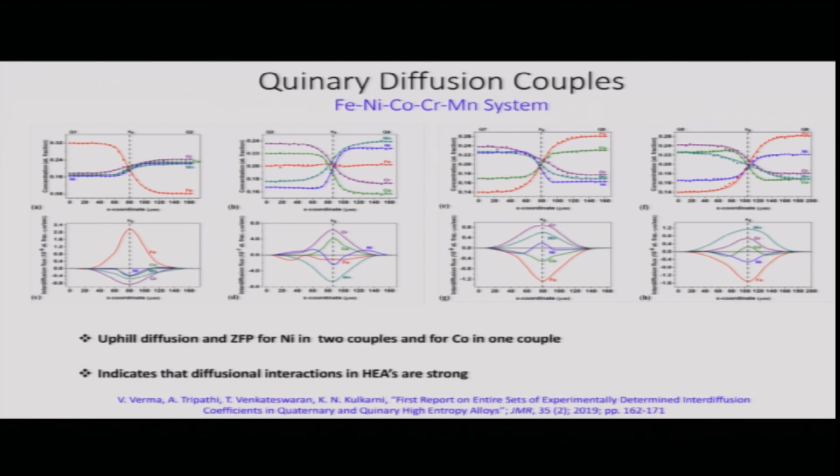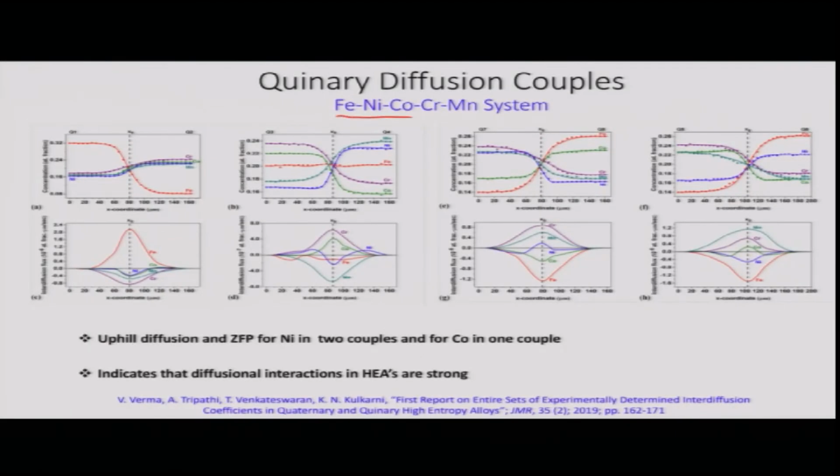Then we can also extend the body diagonal diffusion couple technique for a quinary system, that is a 5 component system, and we were interested again in the equimolar composition of iron nickel cobalt chrome manganese system, because this is the most studied high entropy alloy system. So, we prepared the 4 body diagonal diffusion couples required for estimating 16 quinary interdiffusion coefficients. The concentration and flux profiles of the 4 couples are shown here. At the bottom are the flux profiles, on the top are the concentration profiles.